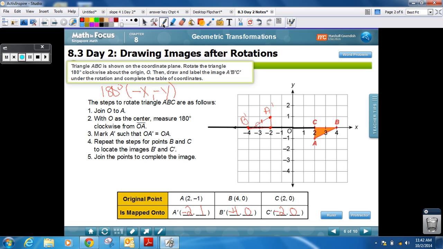So now if I check to see if I did my drawing correct, A prime should be at -2, 1. B prime should be at -4, 0. And C prime should be at -2, 0. So as you notice, I got the same points. The way I did it down here was algebraically, remembering this rule.